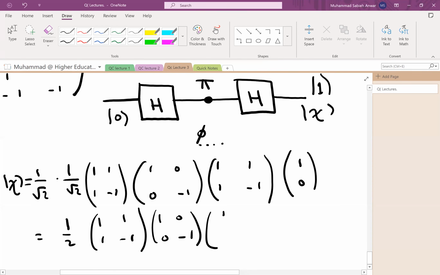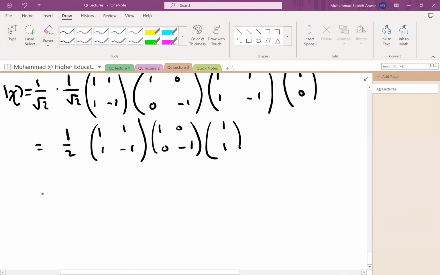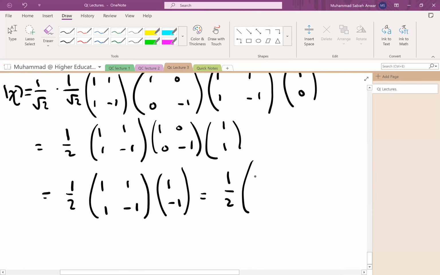I will get 1 here and I will get 1 here. Then I get to the next step, 1, 1, 1, minus 1. And then I implement the phase gate. What do I get? 1 here and I get a minus 1 here. And then let's see what happens. 1 minus 1, 0, and I get 1 plus 1. So my output is ket 1.